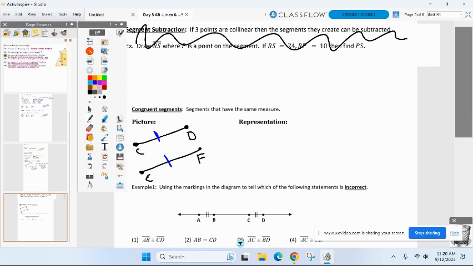Okay? You need them to say they're congruent. Without them, you are telling me nothing. You can't tell me anything about those line segments. Once you see the hash marks, oh, now they're congruent. That means they have the same length. All right? Next thing, how do I write this symbolically?